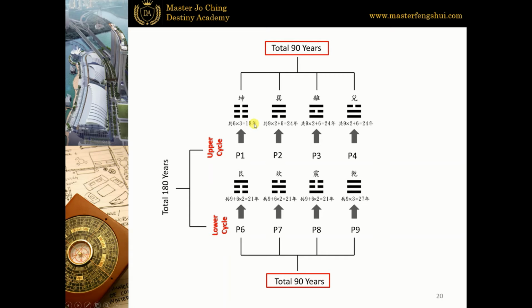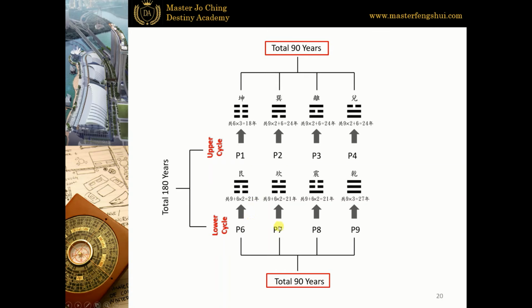And then I give you one more example. Xin, period 2, is ruled by Xin. So Xin has 2 solid lines and 1 broken line. As mentioned just now, a solid line is given a number 9. So you have 9 plus 9 plus 6, in total 24 years. Now let's fast forward to period 8.